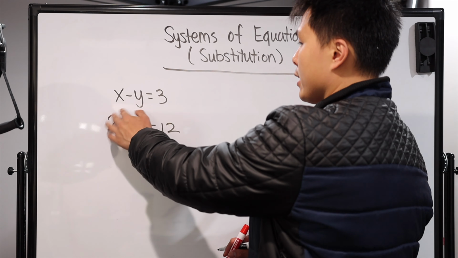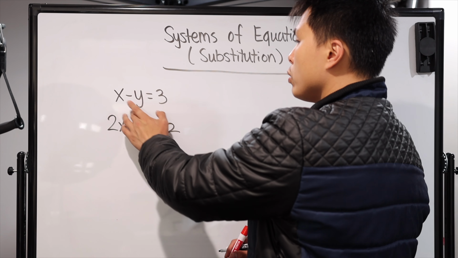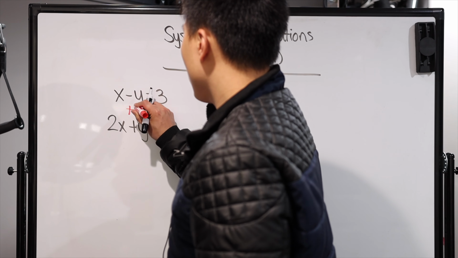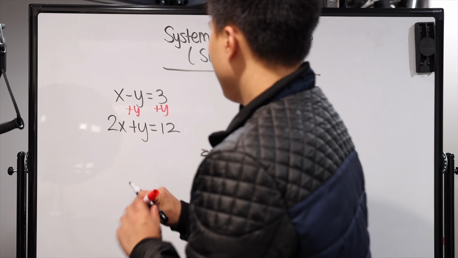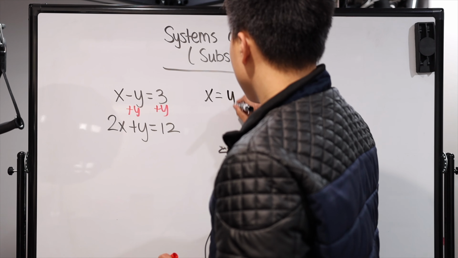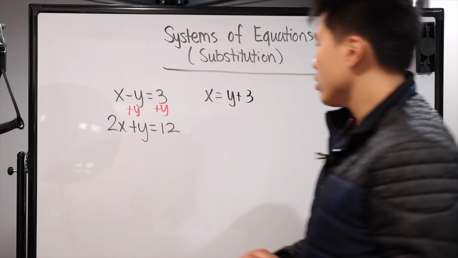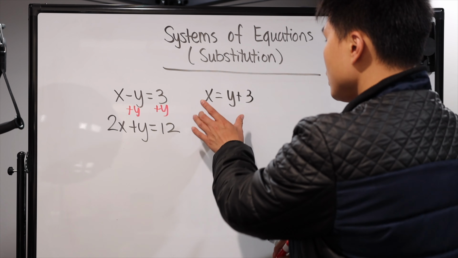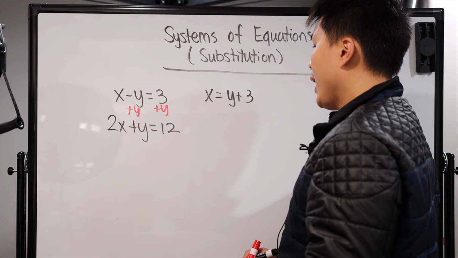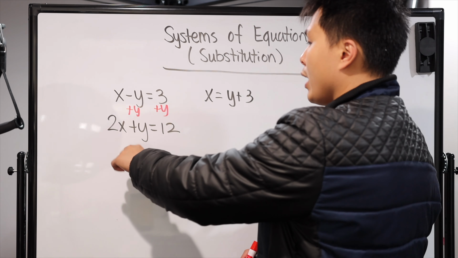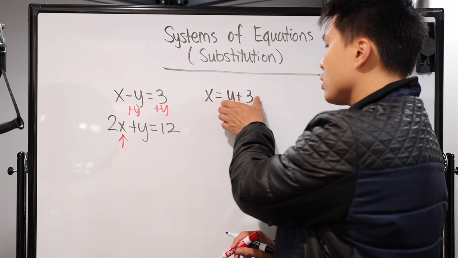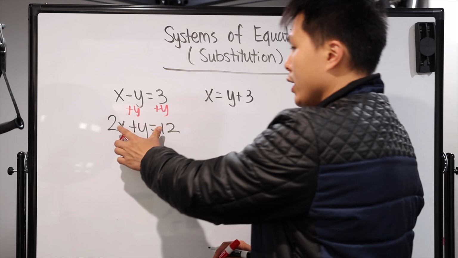So if we're looking at x minus y equals 3, we just want to move the y to the other side. Since it's a minus y, I'm going to add y on both sides. And the resulting equation is basically x equals y plus 3, or 3 plus y, doesn't matter. There it is, right? This is wonderful. This is what we need. That is our first step. We solved for x. Now we pick the second equation, and in place of where x is, we're going to substitute this whole thing, y plus 3, in there.